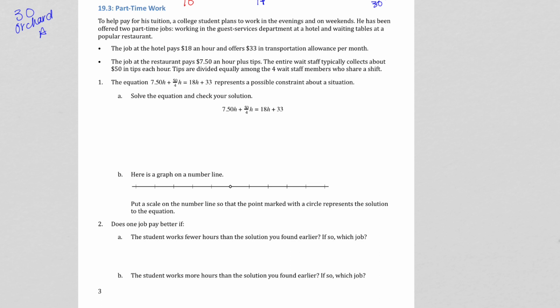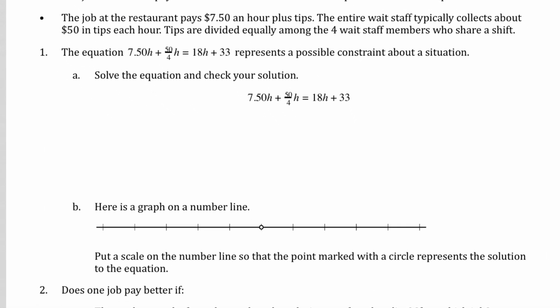The job at the hotel pays $18 an hour and offers $33 in transportation allowance per month. The job at the restaurant pays $7.50 an hour plus tips. The entire waitstaff typically collects about $50 in tips each hour. Tips are divided equally among the 4 waitstaff members who share a shift. The equation 7.50H plus 50 divided by 4H equals 18H plus 33 represents a possible constraint about the situation. So we're going to solve this equation here and then check our solution.